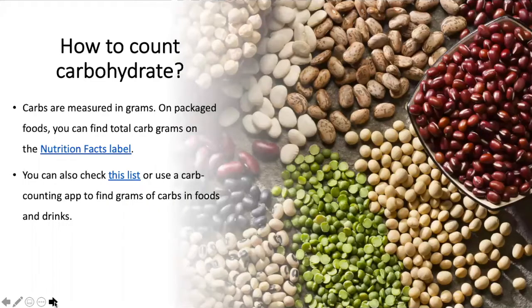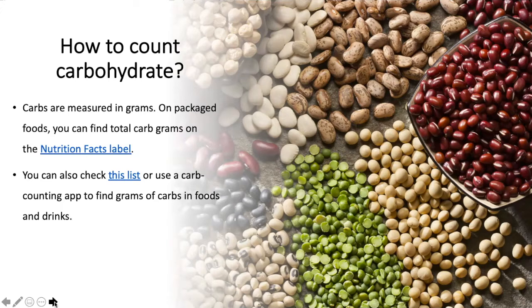So how do we count our carbohydrates, because that's the main topic. Carbohydrates are measured in grams. On a packaged food, most of the time you can find the total carb grams on the nutrition facts label. One thing I want to point out is that when you see the total carbohydrates, you can always subtract the amount of fiber to know the net carbohydrates, because as we saw a couple of slides back, fiber is part of carbohydrates, and fiber doesn't convert into glucose.